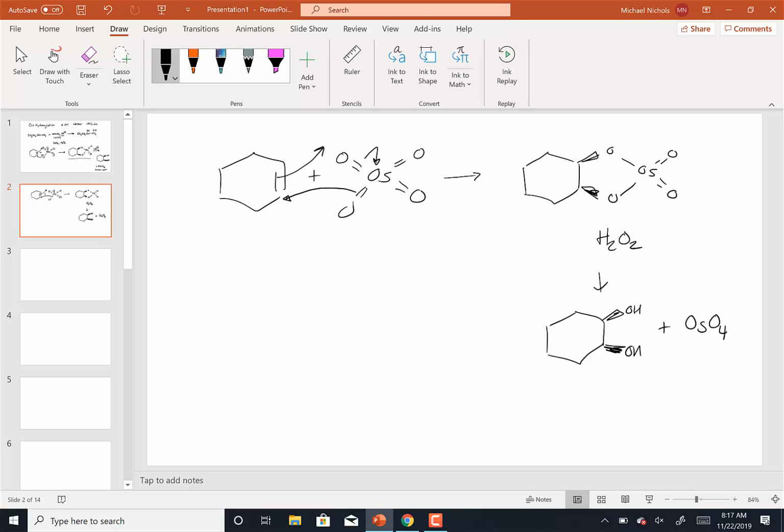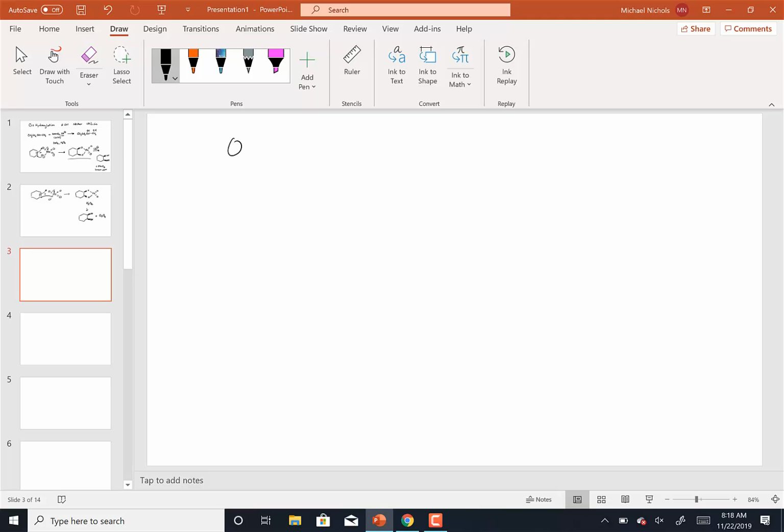Now, KMnO4 can do something else, and that is that we can do what's called oxidative cleavage.